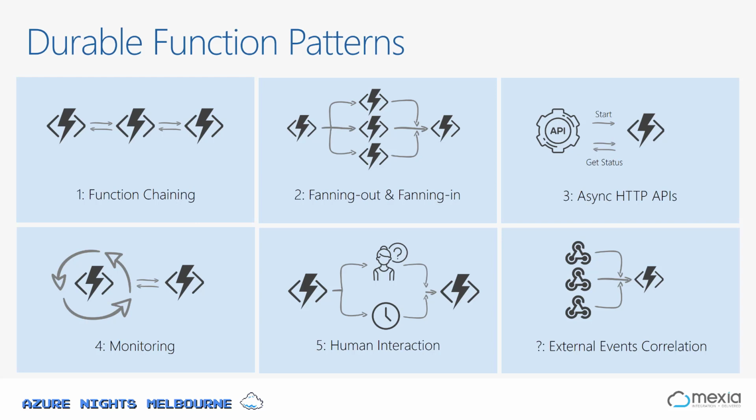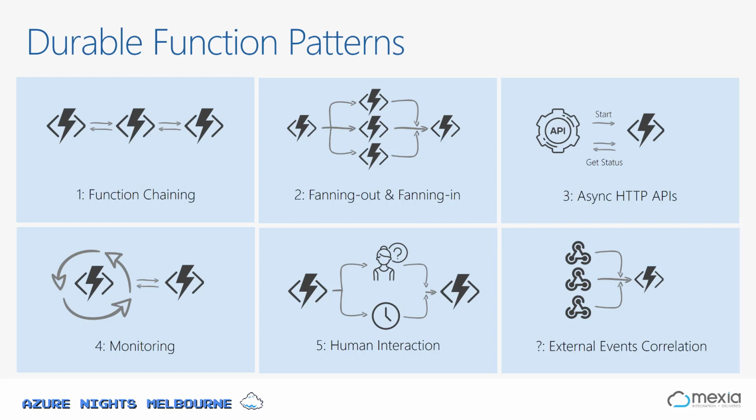All these challenges that we discussed now are patterns in durable functions. The first pattern is function chaining. You can call different functions, and then let's say the output of function 1, we can pass as an input for function 2. And then output for function 2, and input for function 3. We can do this very easily with durable functions.